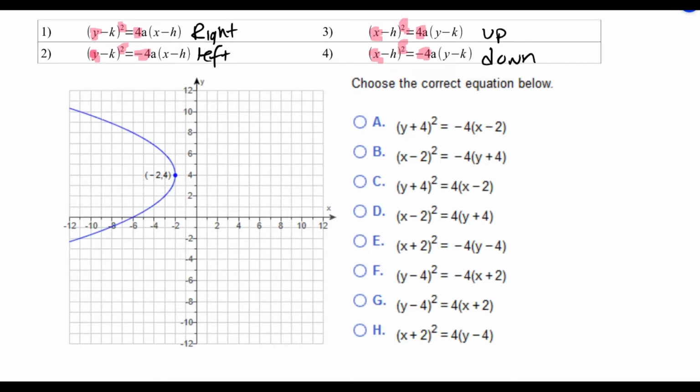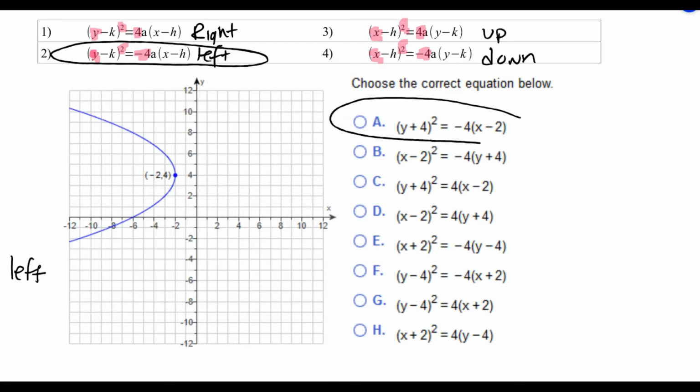So we can see from our picture that we have a left orientation. So we're looking for the squared to be on the y with a negative coefficient. So let's do a little eliminating. We've got this squared on the y with a negative coefficient.